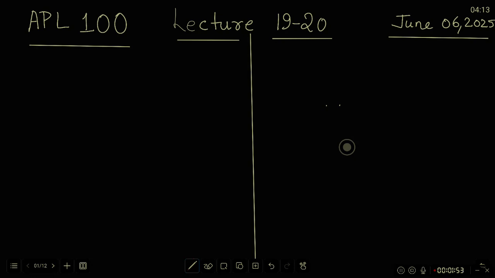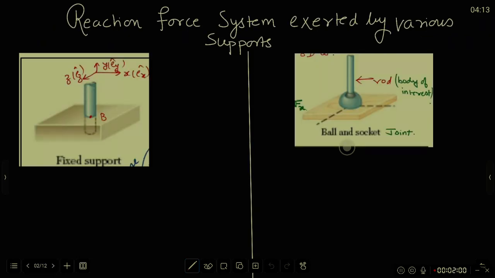So yesterday I was talking about reaction force systems that are exerted by various kinds of supports. These supports are often attached to those rigid bodies which are of interest to us.